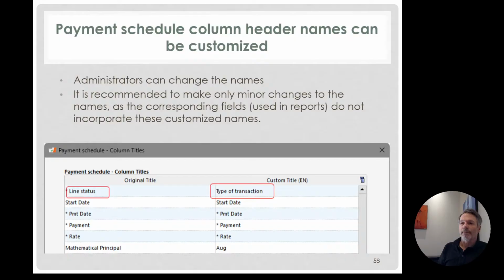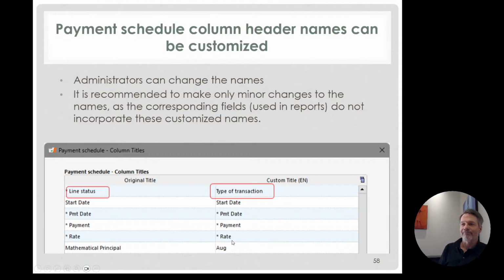Payment schedule. You can now change the headers in the payment schedule. Remember how we have the line status, for example? That's the name of my header. You can change it to something else. If you don't like the word line status, call it type of transaction. Or if you don't like mathematical principle, you can change it. That doesn't make sense, so you could call it increase or reduction of my balance.